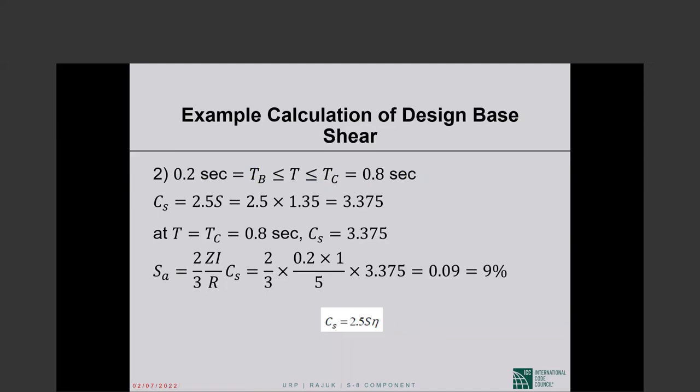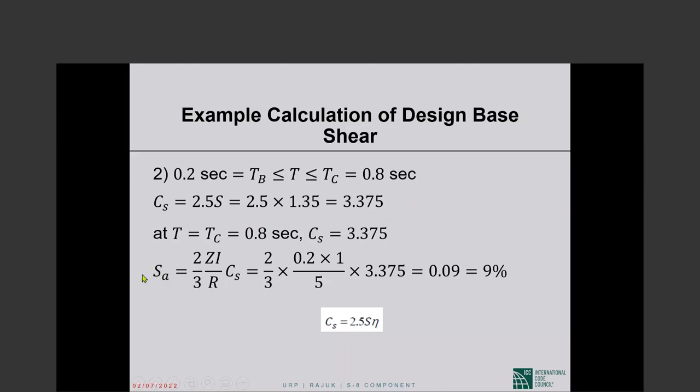2.5 S times eta. Eta is 1 for 5% of critical damping. S is 1.35 for our particular soil. So C sub S is 2.5 times 1.35, that is 3.375. This is the flat top. At T equal to T sub C equal to 0.8 second, C sub S remains 3.375, irrespective of period.